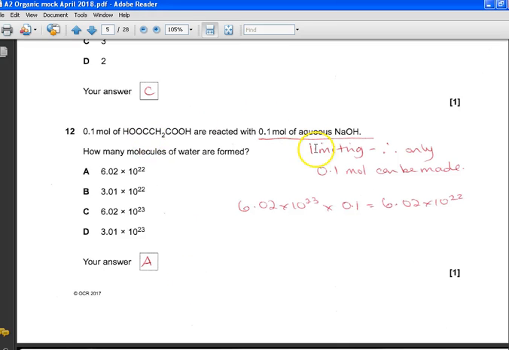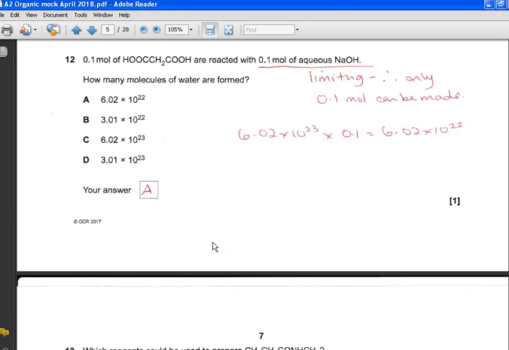Right, we're reacting these two together. This one has got 2 OH groups on it. This one has got 1. You're asked how many molecules of water are formed. So you are limited by the amount of sodium hydroxide. You won't be able to make any more molecules of water. So you've got 0.1 instead of 0.2. You may think of doubling that, but you don't. So it's 0.1 moles times 6.02 times 10 to the 23. So the answer is A.